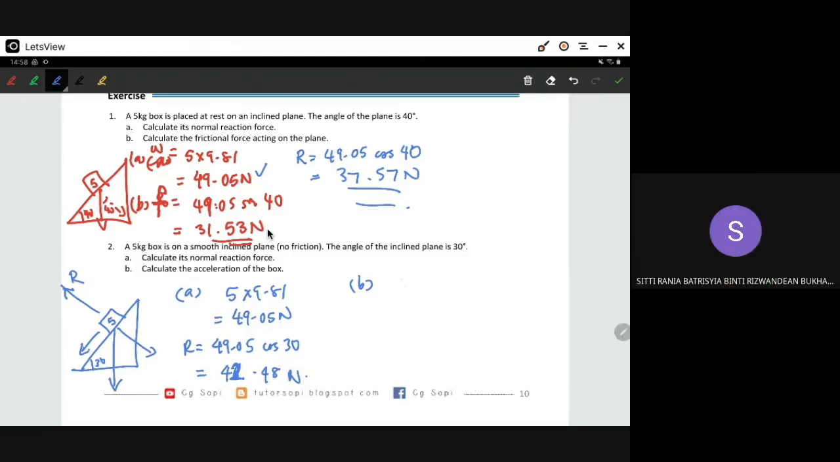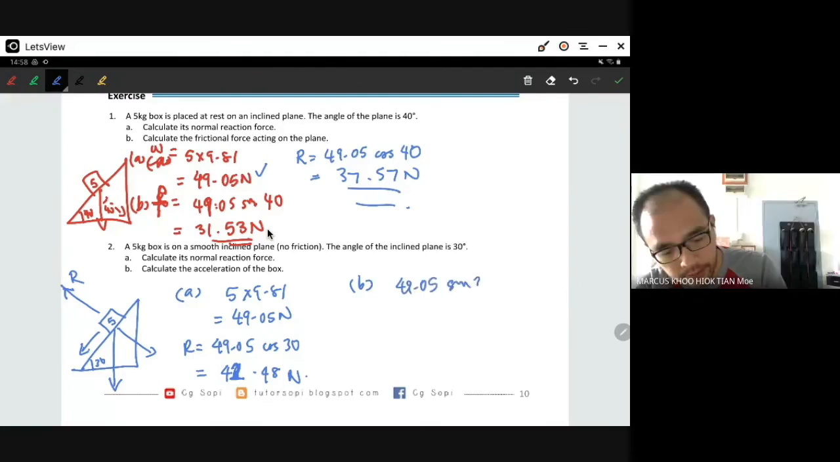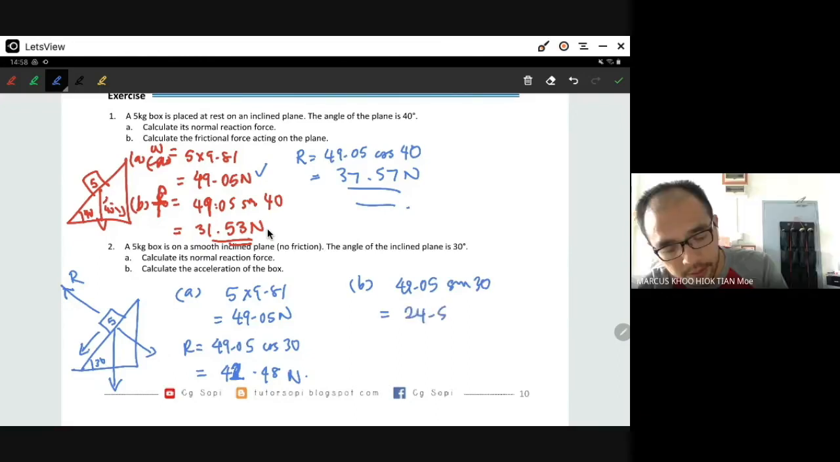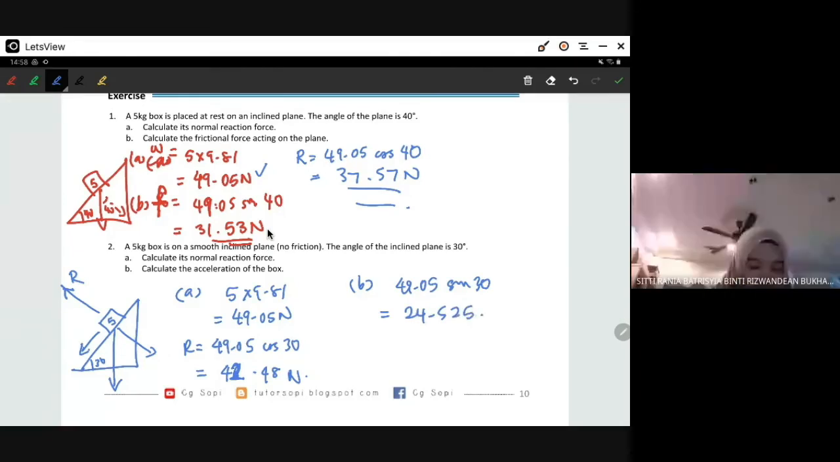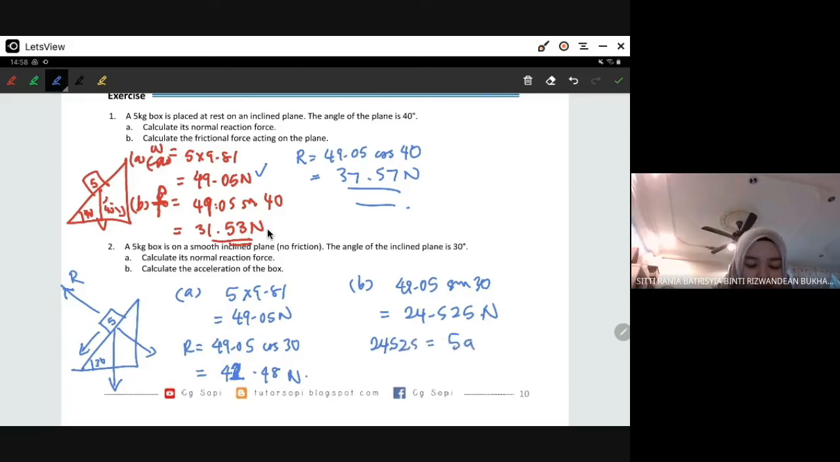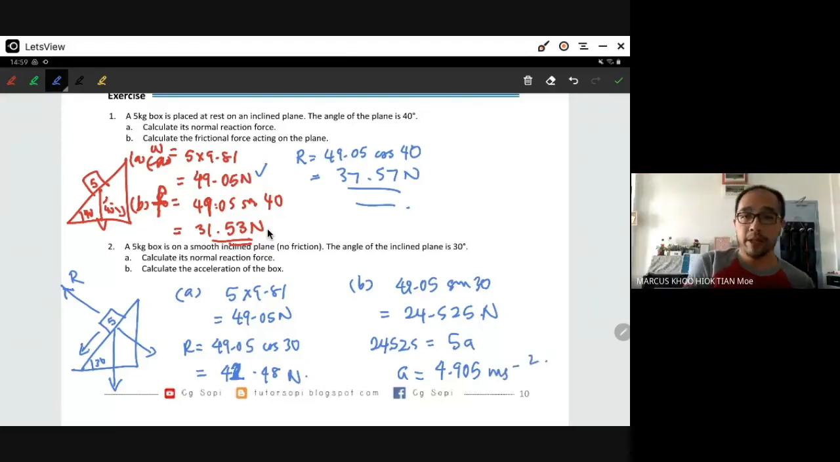49.05 times sine 30. And then the answer 24.525. After that, 24.525 equals 5a. Very good. And then divide it by 5. So the answer is 4.905 m/s squared. Very, very good. Because the question is different.